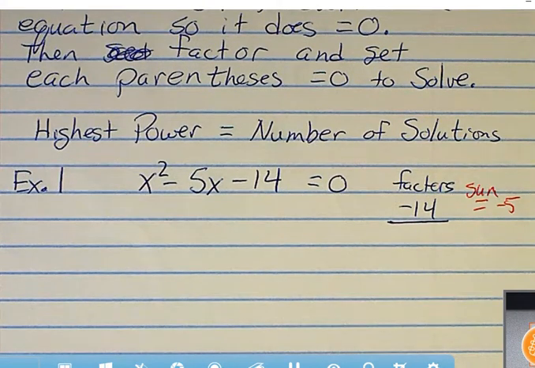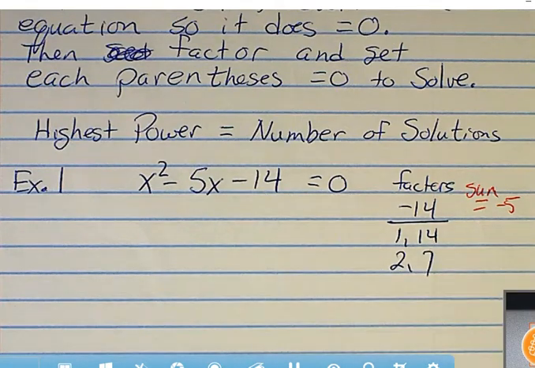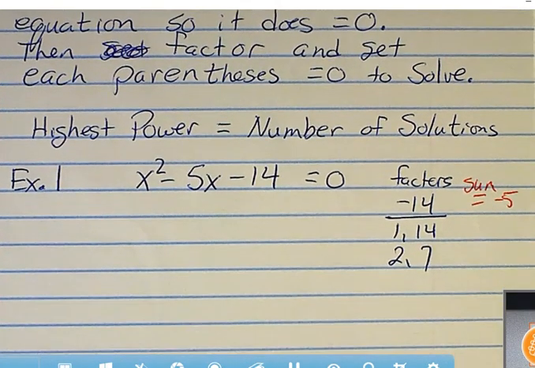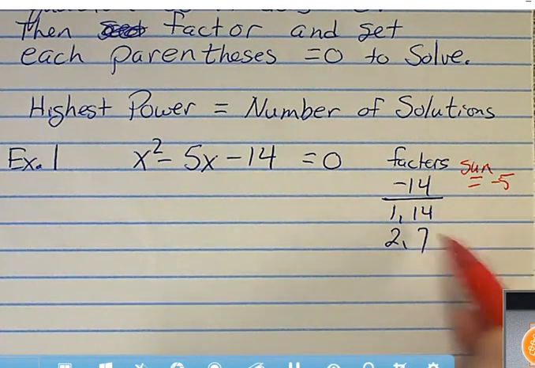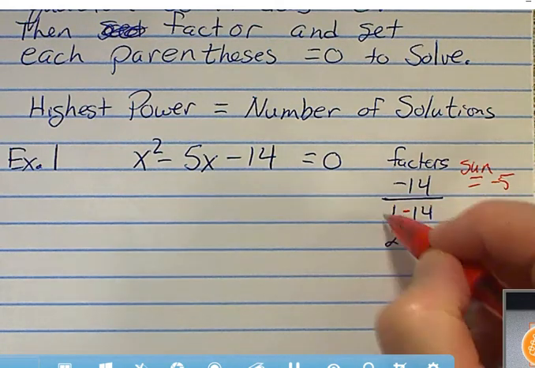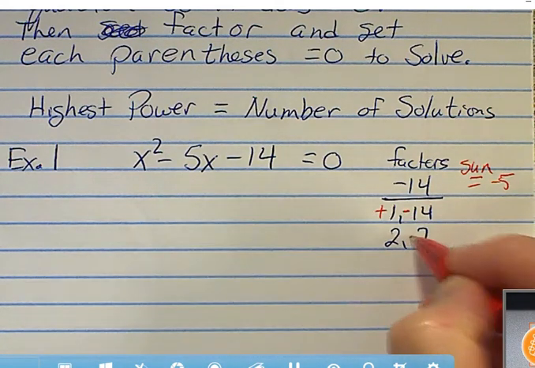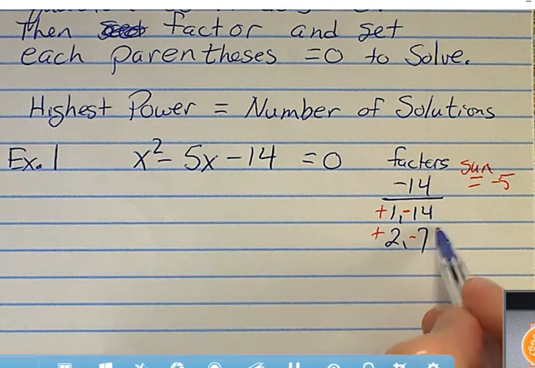All right, and you only have 2 options with 14. It's either 1 and 14 or it's 2 and 7. And then again, all the rules that we did before are exactly the same. If the sum that we're looking for is negative, that means the bigger number has to be negative. If you have a negative, that means the other number is going to have to be a positive. Okay, so the pair that's going to get us negative 5 is the 2 and 7.